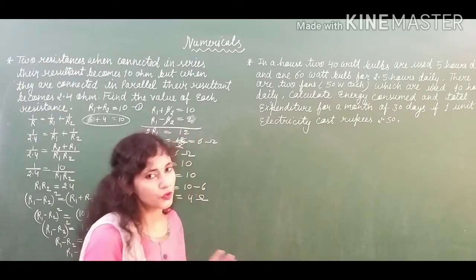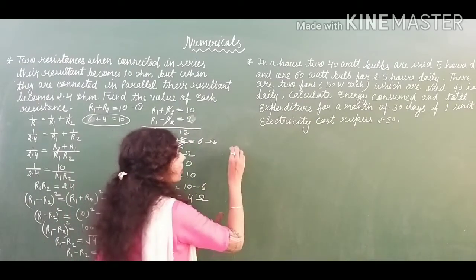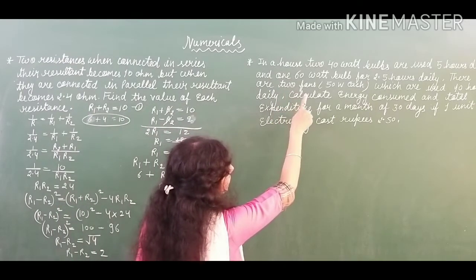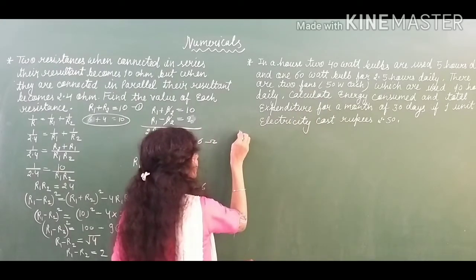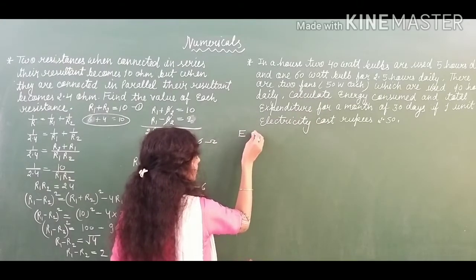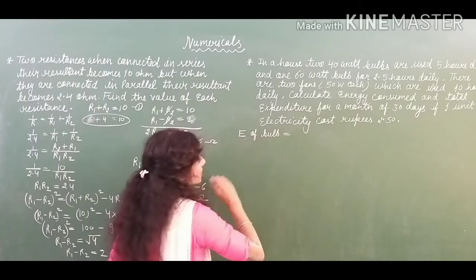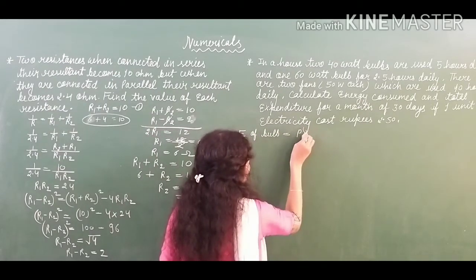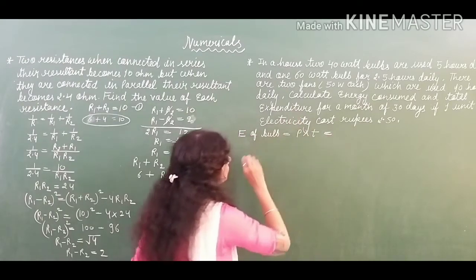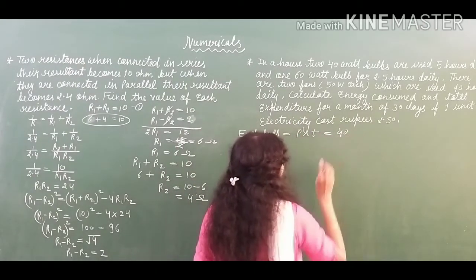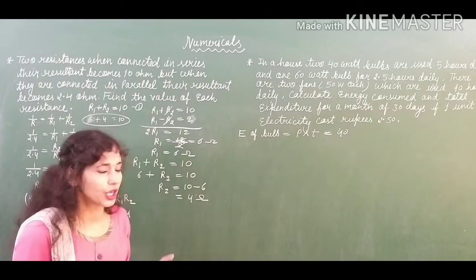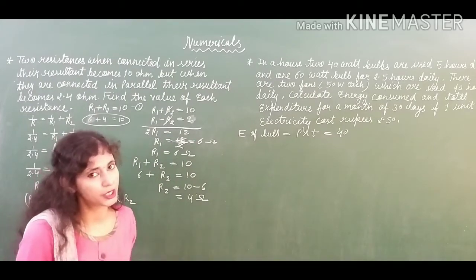So first of all we have to find out the total energy consumption. The first case given here is bulbs. So we will find the energy of the bulbs, E of bulb. E equals P into T, everybody knows that. P is given here as 40 watt. One more thing I am going to tell you: energy always has to be calculated in kilowatt.